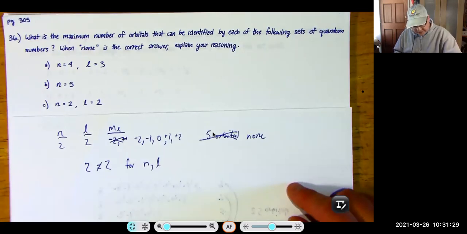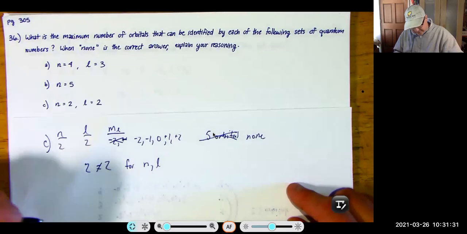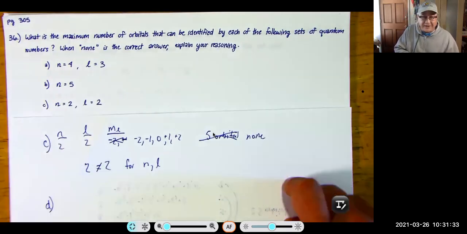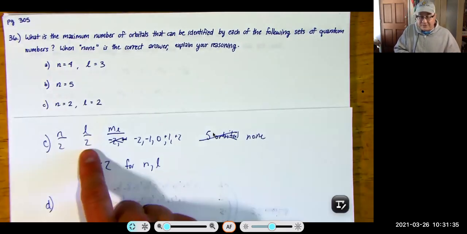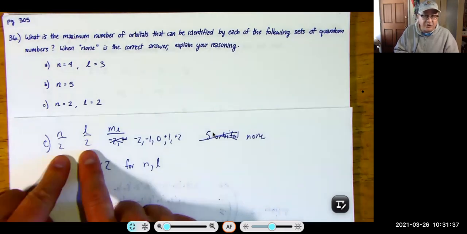So C is none. You see the mistake? I went straight to L and I said, okay, well, if L is this, without looking to see if these two would work together.